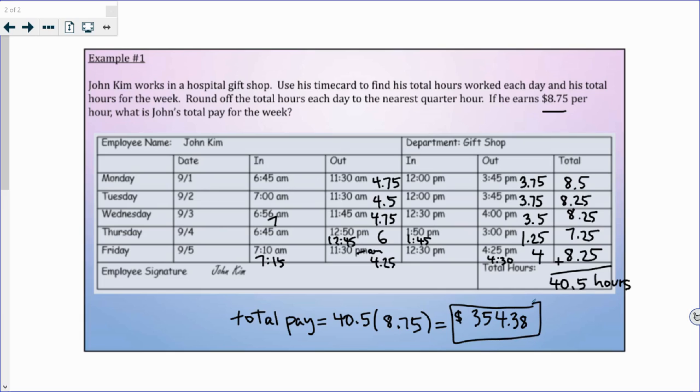Okay, so be very careful with all your quarter hours and check your math because it's really easy to make a small mistake.